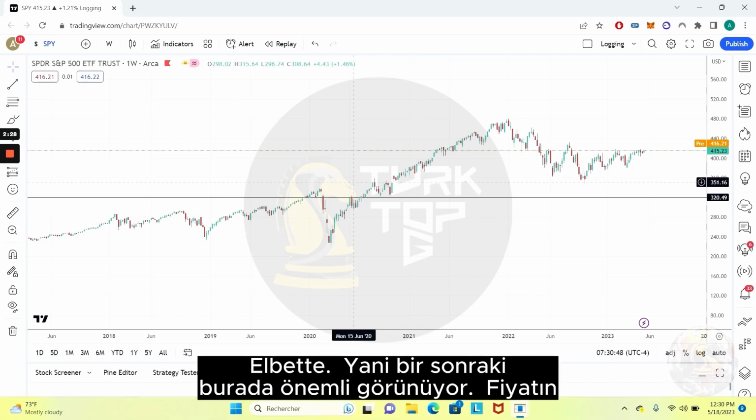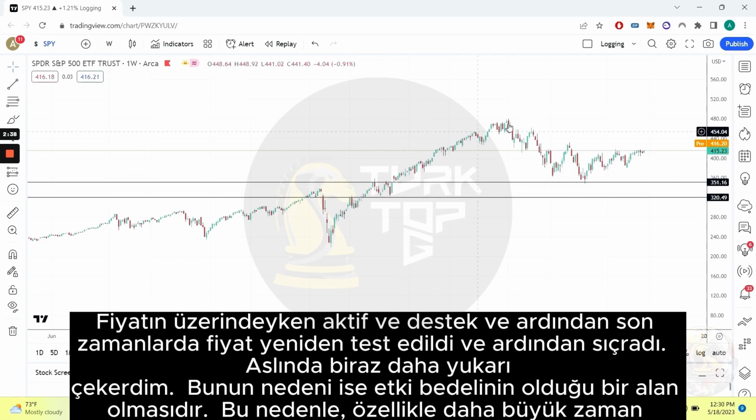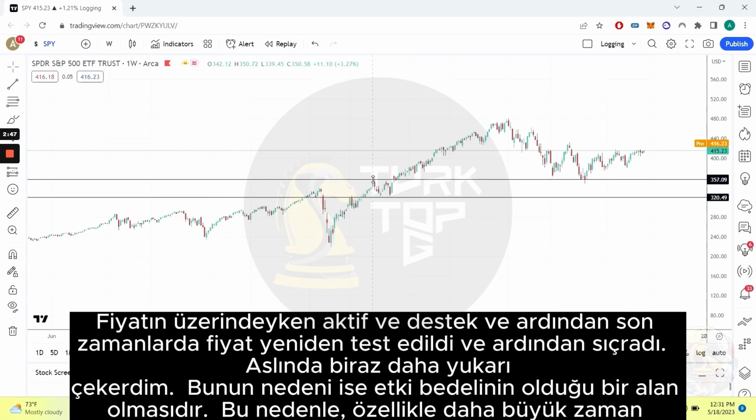All right. So the next one looks to be of importance here. You can see it acted as resistance when price was below it, right? Acted as support when price was above it. And then recently price came back to retest it and then bounced. I would actually draw it out slightly higher. The reason for that being this is an area of price influence.